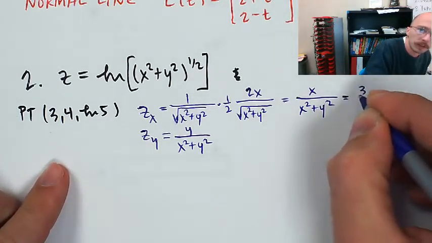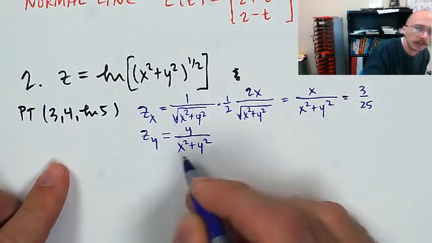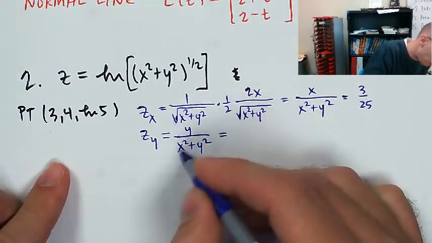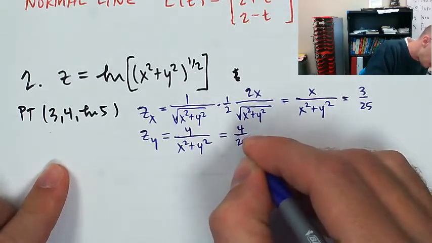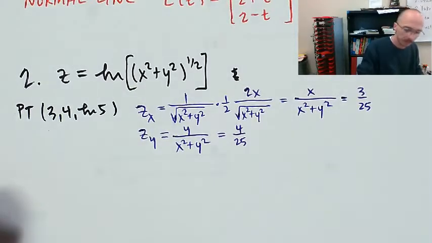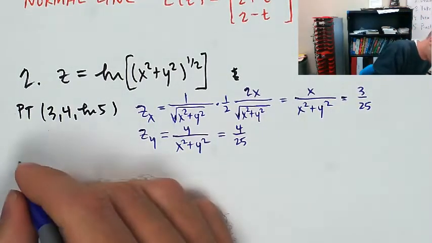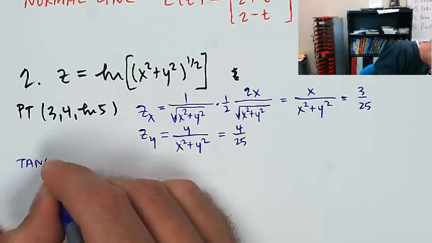So in our case, this is 3 over 25. And zy is going to be, I bet it's 4 over 25. Yeah, 4 over 9 plus 16. Okay, perfect. Now I've got my slopes. I'm going to write my tangent plane.